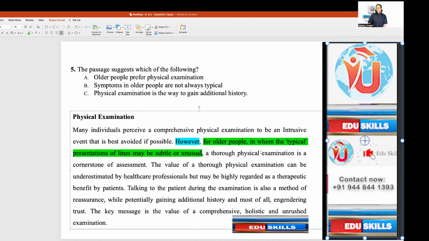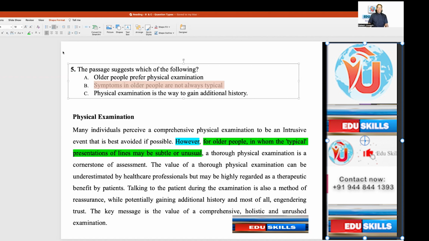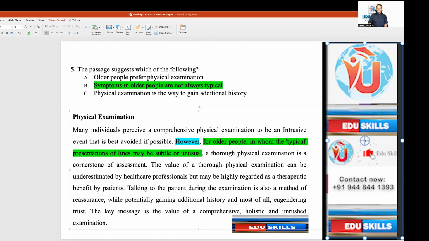This is called paraphrasing. For older people, in whom the typical presentations of illness may be subtle or unusual. Not always typical means they are subtle or unusual. So, symptoms in older people are not always typical is the answer. We are not bothered about the answer here. I just want you to understand that after the contrast word, however, normally the answer appears.